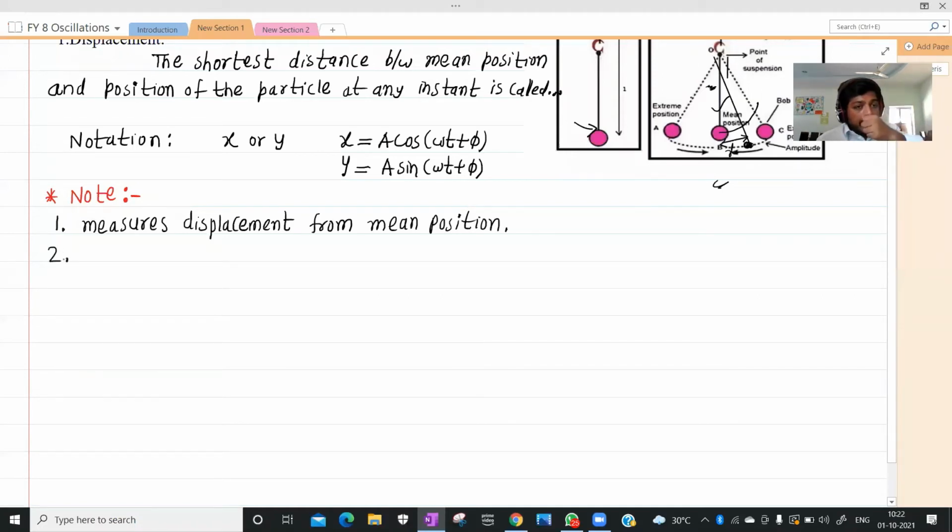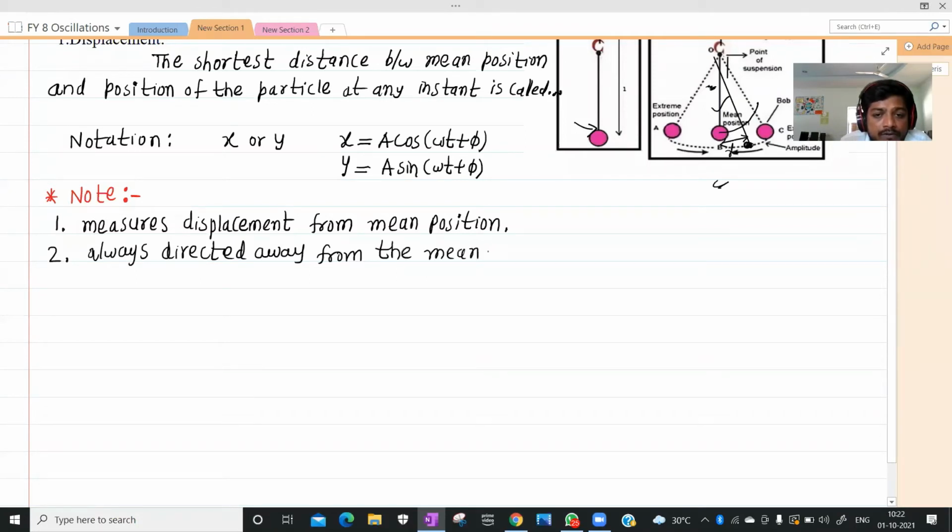And I already told you the displacement is always towards the mean position or away from the mean position? Away from the mean position. Very good. It's always directed away from the mean position.